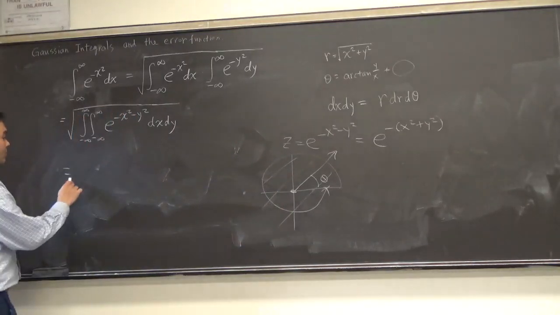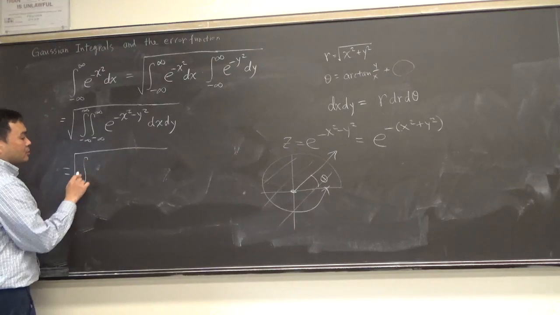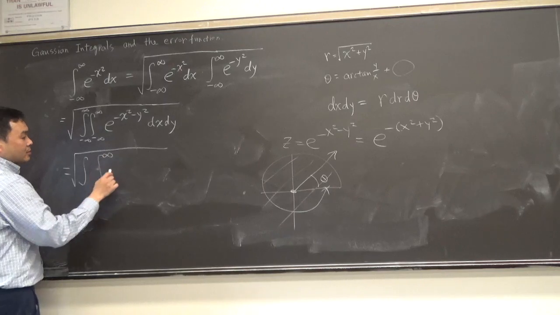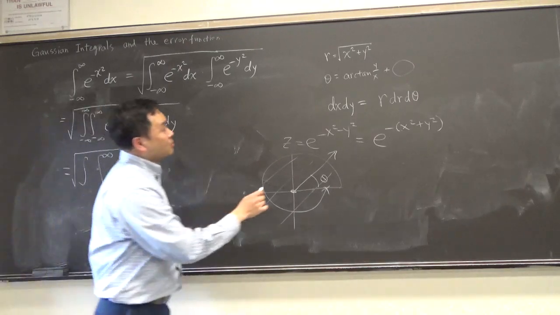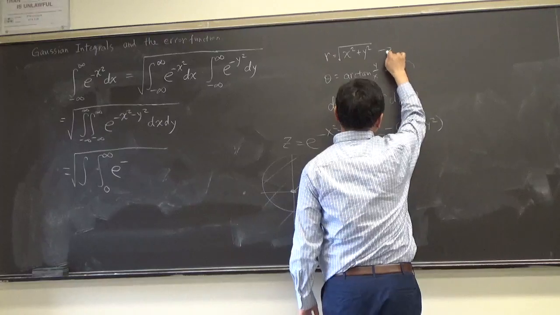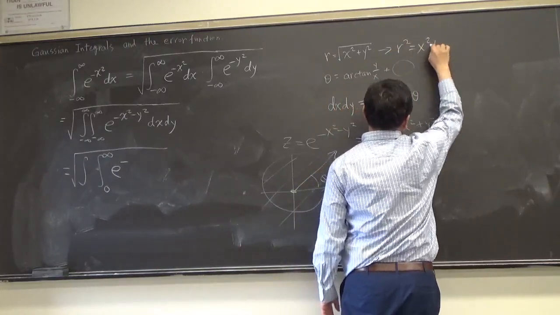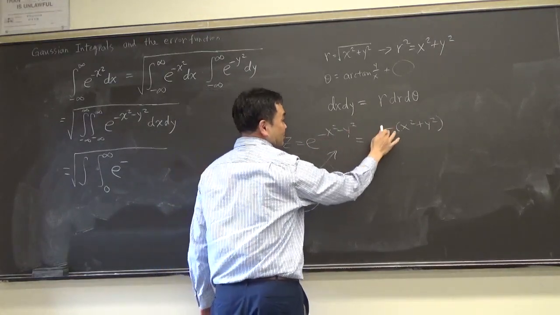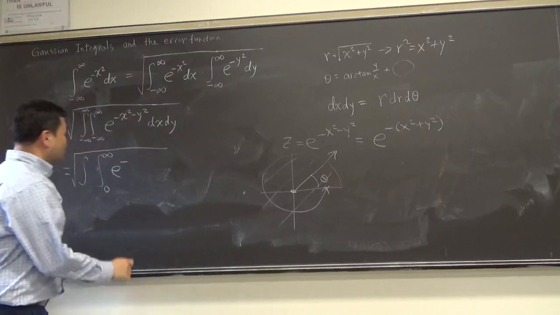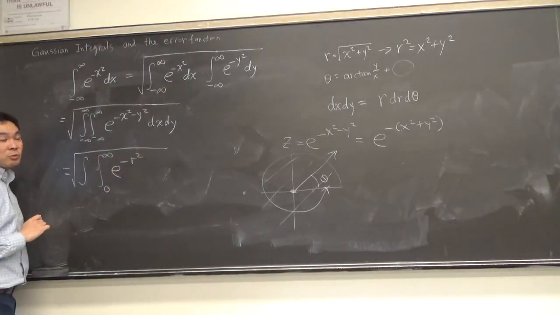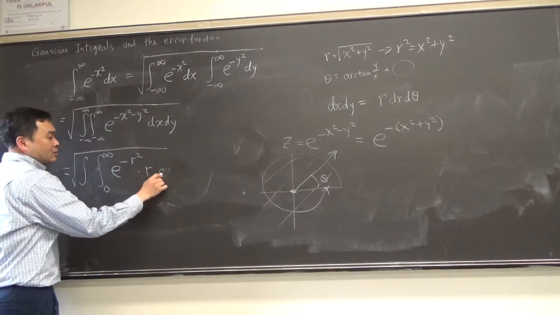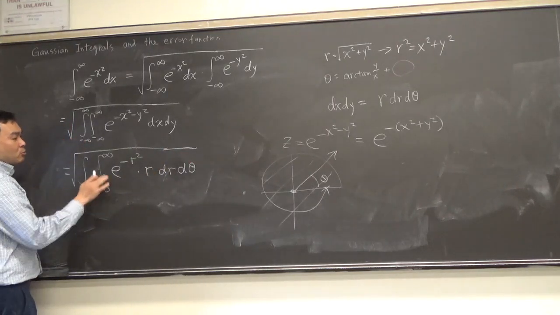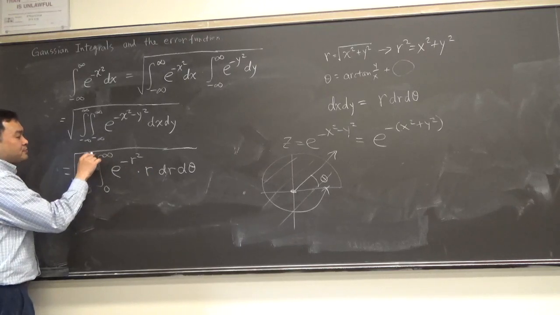So what we have is the square root of, 0 to infinity for r. And by the way, since r is the square root of x squared plus y squared, that means r squared is x squared plus y squared. Therefore, e to the negative x squared minus y squared can be written as e to the negative r squared. So that's what I'm going to write here, e to the negative r squared times r dr d theta, where r goes from 0 to infinity and theta goes from 0 to 2 pi.